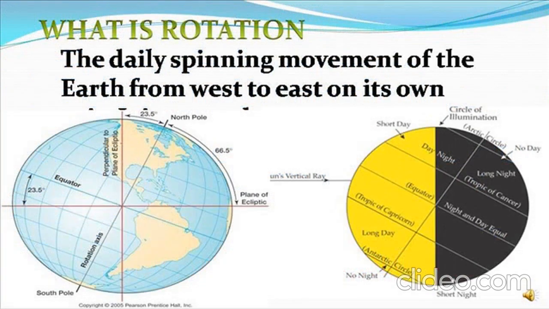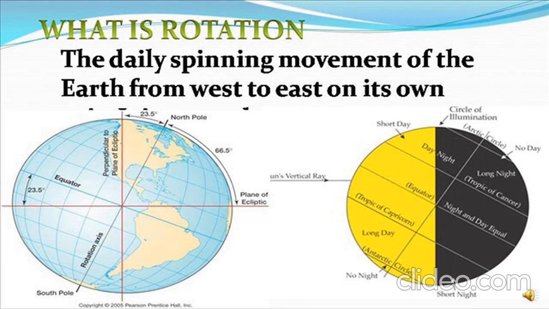In the previous slide, we have gone through two motions of the earth, that were rotation and revolution. So in this slide we will study what is rotation. The daily spinning of the earth from west to east on its own axis is termed as rotation. The imaginary line, the axis of the earth, is tilted at an angle of 23.5 degrees to the vertical plane. It makes an angle of 66.5 degrees to the orbit or path of revolution around the sun, known as the orbital plane. You can see the image, it has been given over there.